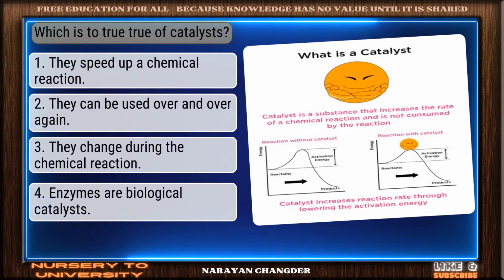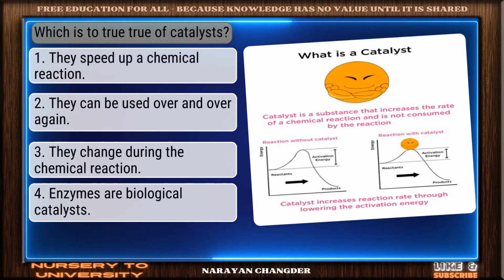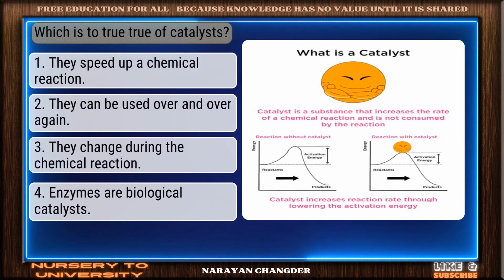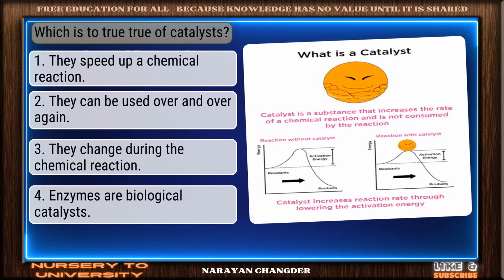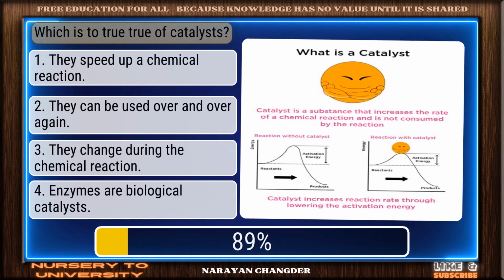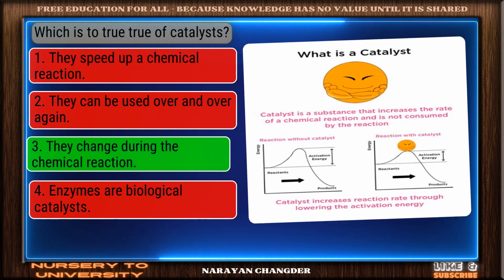Option 1, they speed up a chemical reaction. Option 2, they can be used over and over again. Option 3, they change during the chemical reaction. Option 4, enzymes are biological catalysts. Yep, they change during the chemical reaction is correct.